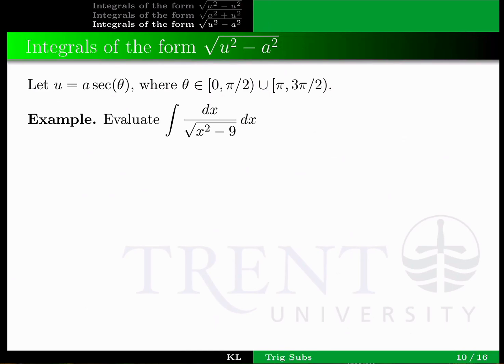So anyway, let us consider this example. Here we got the integral of dx over square root of x squared minus 9. So there is an excess dx here, so let me just remove this one. We don't need this excess here.